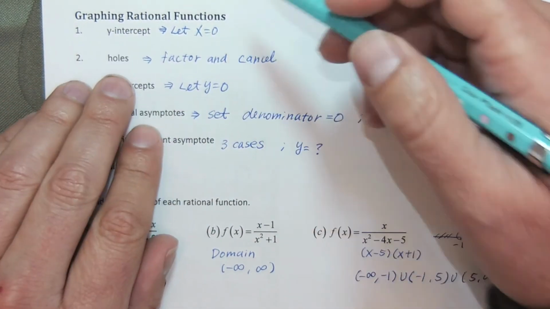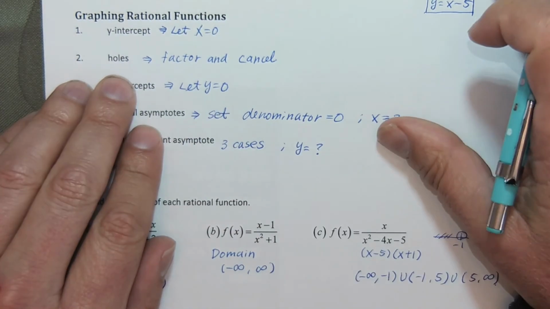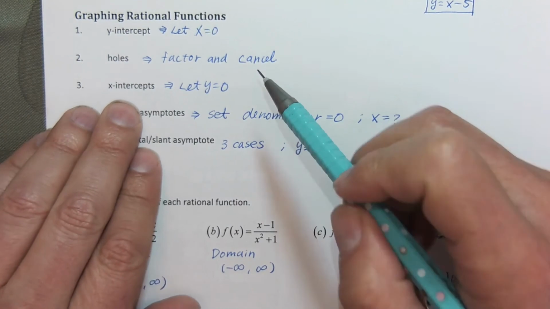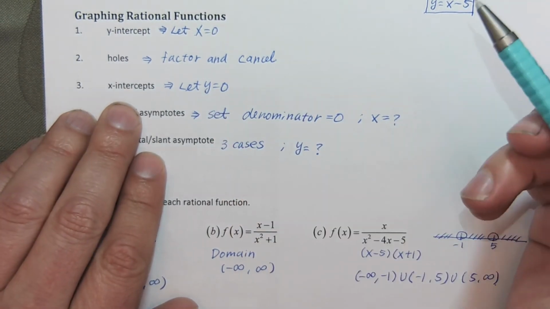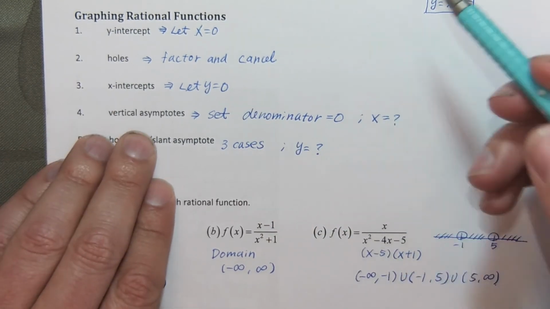That's with any graph. Are there any holes? Again, we talked about that before. Factor and then cancel anything out. But what you cancel is where the hole is going to be. X-intercepts, you set y equal to 0. That can get a little complicated. And later in this chapter, we'll talk about when it does get complicated, what do you do?